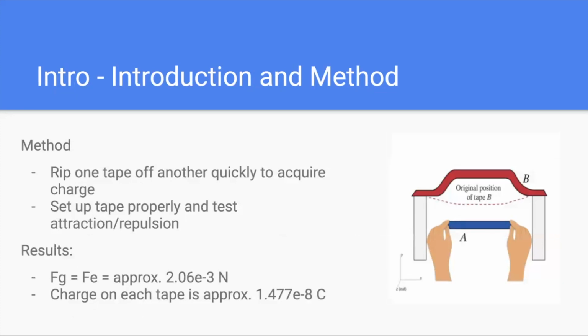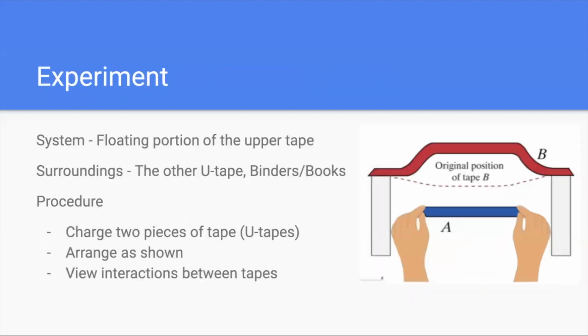So a quick summary of the method and results is that we rip two pieces of tape, tape A and tape B, off of a base tape to charge them quickly, and we set them up as shown in the diagram to see how they interact. And the results were that they did repel, and Fg equals Fe equals approximately 2.06 times 10 to the negative third newtons. And we also approximately calculated that the charge on each tape is about 1.477 times 10 to the negative eighth coulomb.